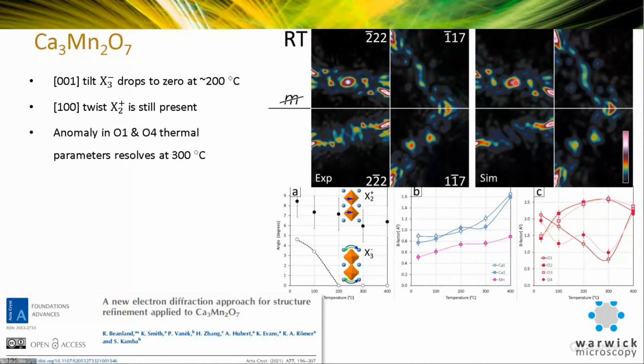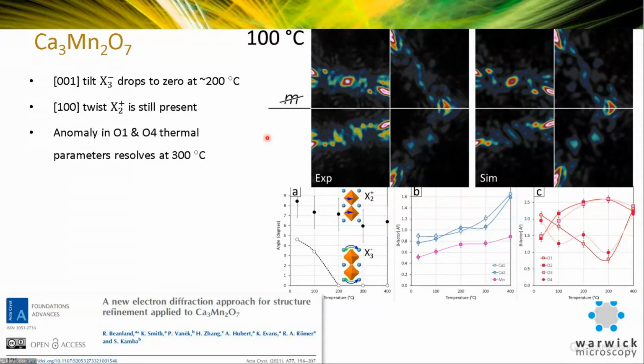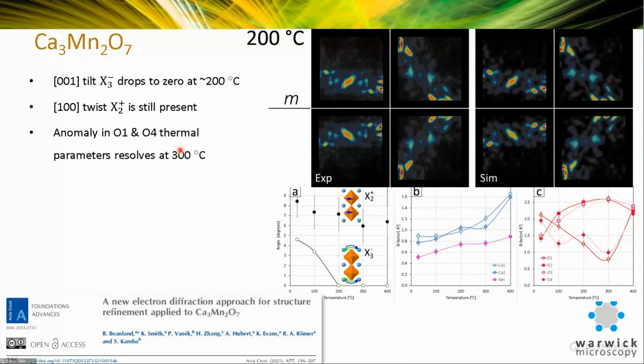Here are simulations which also show a similar degree of difference, although as I said, I just don't quite get the simulation to match the experiment exactly. This is at room temperature. As you go up in temperature, so we can do this as a function of temperature, then you can see these start to change. And again, we can get a best fit simulation. And then you can see at 200 degrees, suddenly everything pops into being symmetrical.